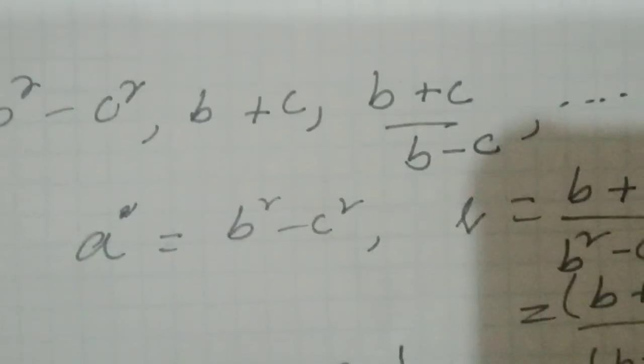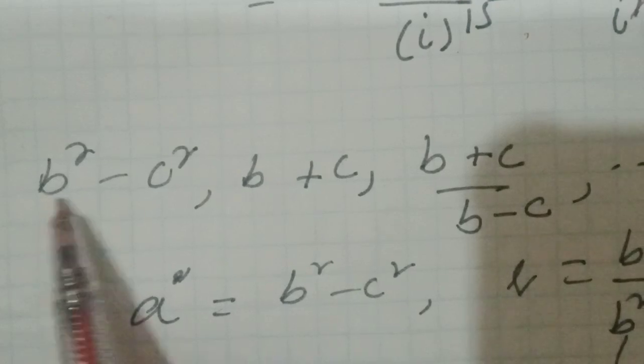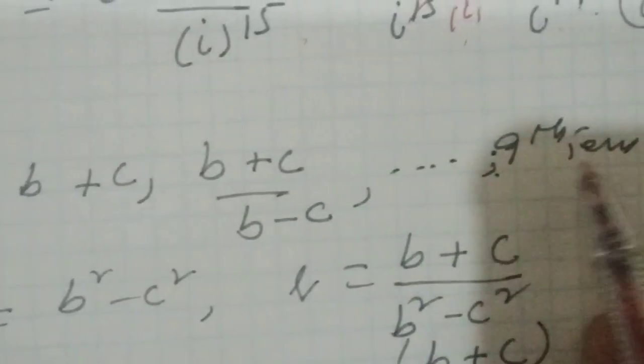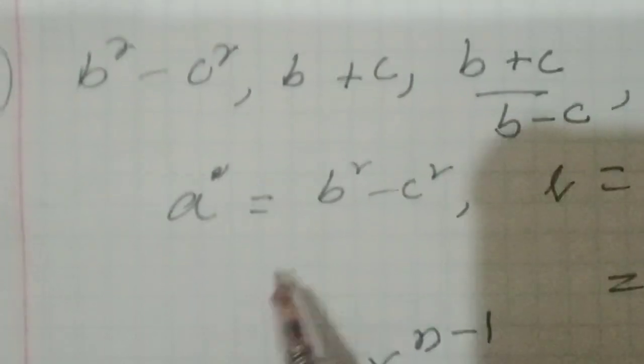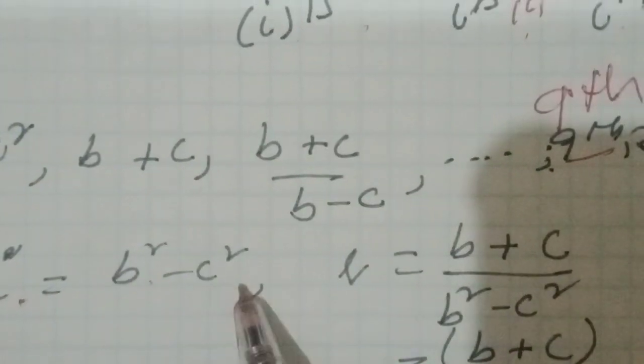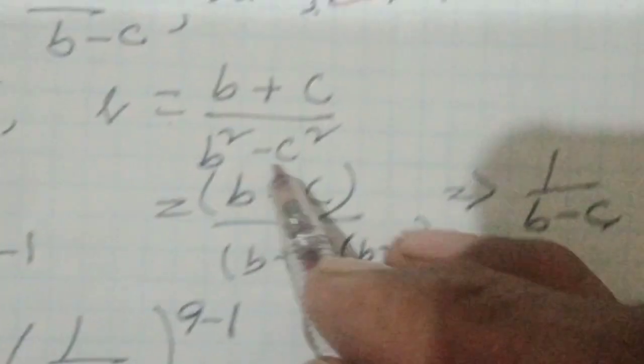Now let's come to our fifth part. Now this is again a sequence. A GP is given: a square minus b square, plus bc, and so on, and up to the ninth term you have to find the ninth term. Now how will you find it? Again you have the first term b square minus c square, the second term b plus c divided by b square minus c. Now you can use this formula.